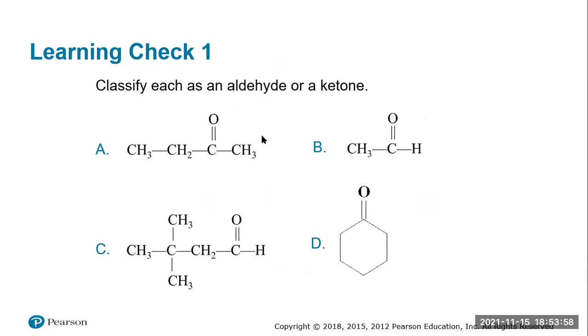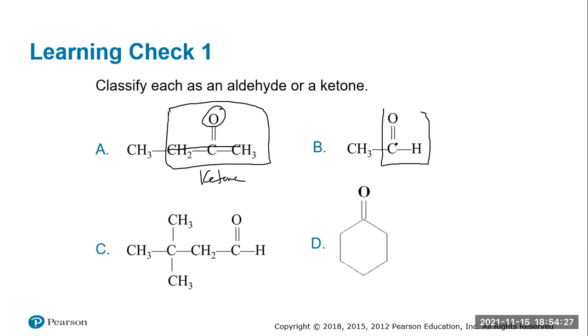All right, so let's classify each of these as either a ketone or an aldehyde. So let's take a look at this first one here. Hopefully you can see that this is a ketone, and that is 3 carbons in a row with the double bond there on the 3rd carbon. So that part right there is our ketone part. This part right here is our carbon, hydrogen, carbon-oxygen double bond and hydrogen. That is an aldehyde.